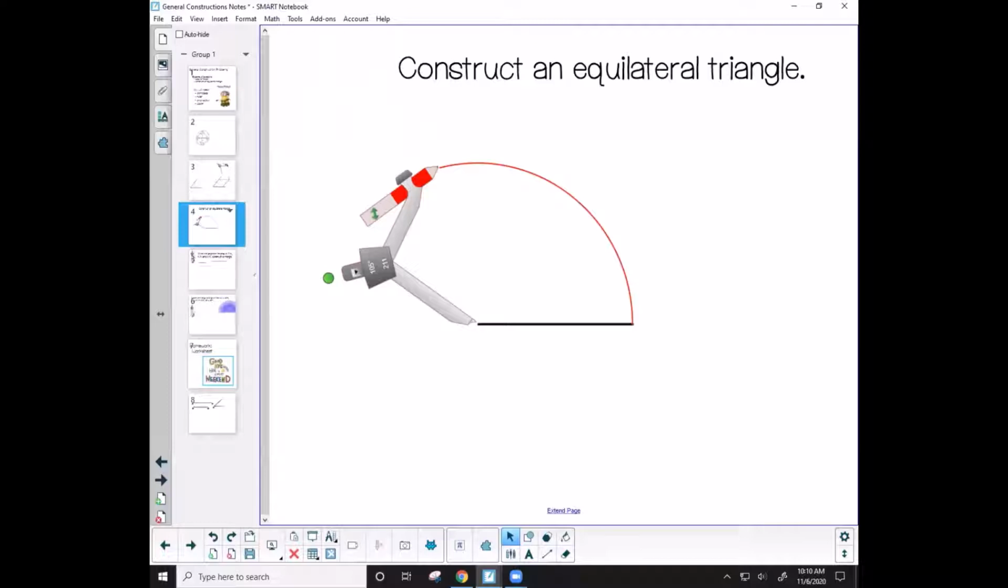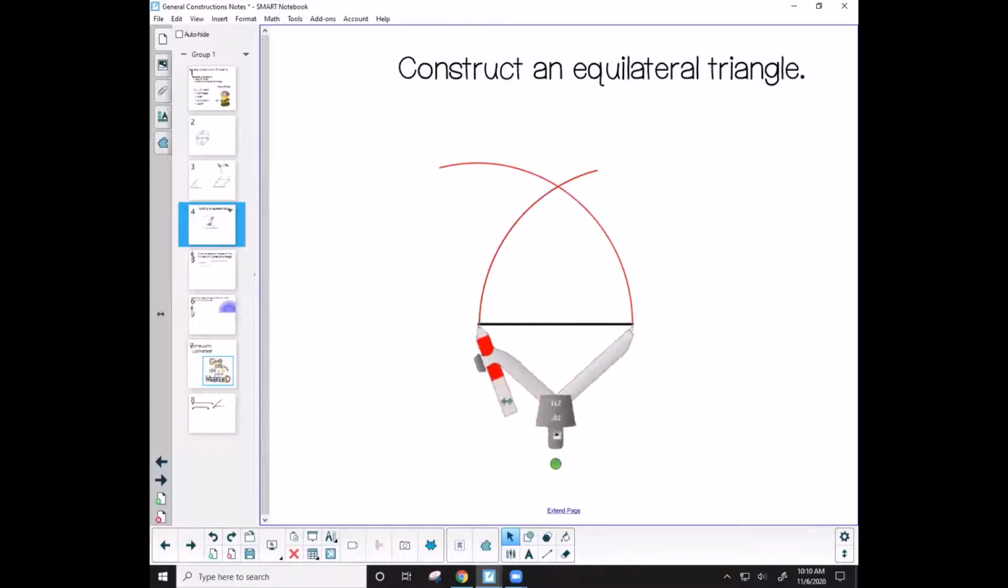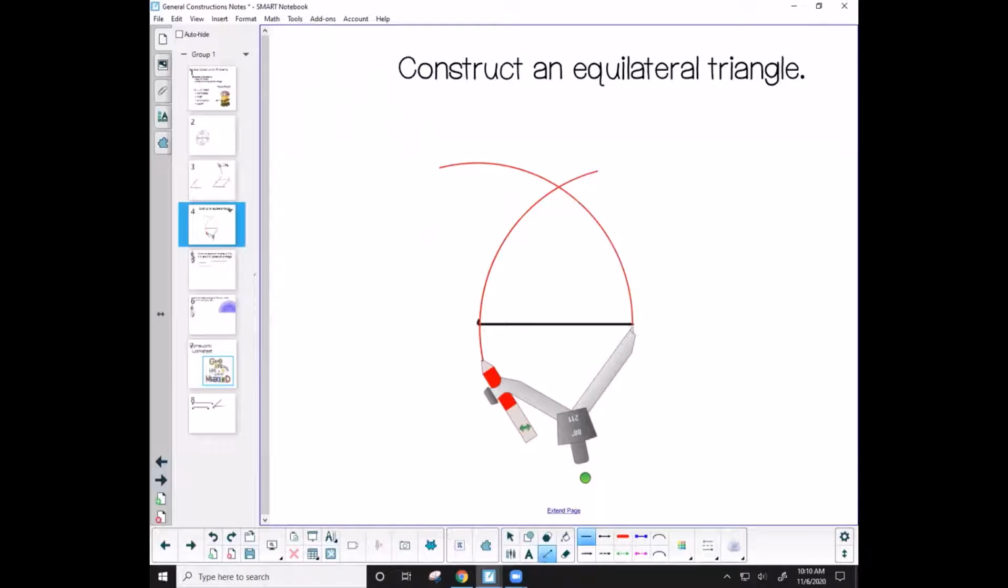Keeping that compass setting, I'm going to do the same thing from the other end point. Okay, that marks the spot, so I can connect now my endpoints to where my arcs intersected. And I have an equilateral triangle.